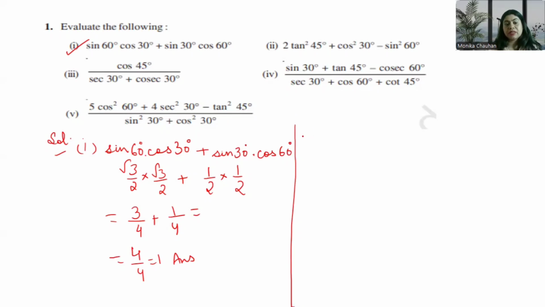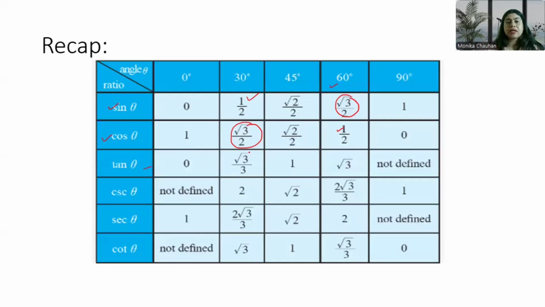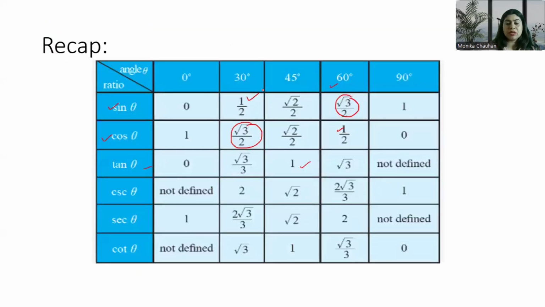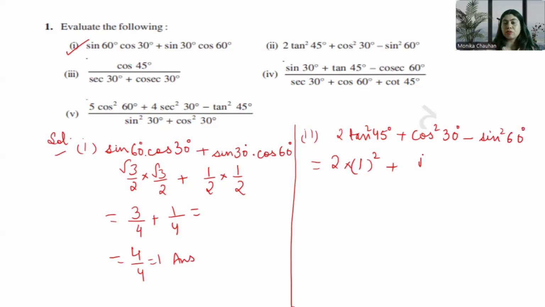Now let's start with the second part. So I'll solve the second part also. So let me write 2 tan square 45 degree plus cos square 30 degree minus sine square 60 degree. Now, what is tan 45? Go back and check. Tan 45 degrees is 1. So I'm going to write in place of 45 as 1. But it is tan square, so it should be the square of 1, plus cos square 30 degree. So what is cos 30 degree? Root 3 by 2. That means it's whole square. So root 3 upon 2 whole square minus.